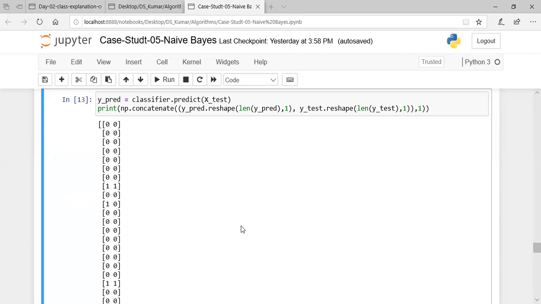But what do you mean by the next convention? Here I have used my Y prediction. This is my Y testing. What do you mean by Y prediction, guys? It is our model's method. Y test means the actual. Now you see, is anything coming into your mind?